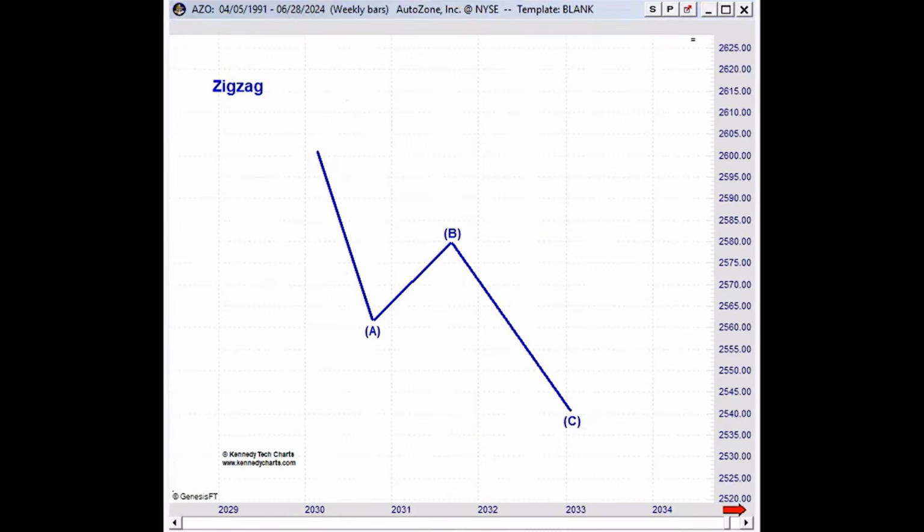Now, remember, a zigzag is a three-wave move, tends to be contained by parallel lines, and the notation that an Elliottian would use to identify this structure, if they didn't call it a zigzag, they would call it a 5-3-5 formation. And the reason why is because wave A subdivides into 5 waves, wave B subdivides into 3 waves, and wave C unfolds in 5 waves as well.